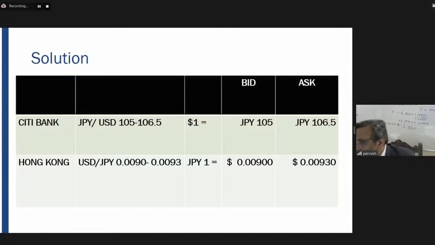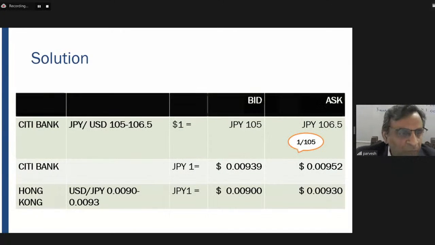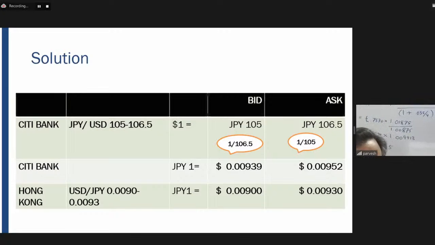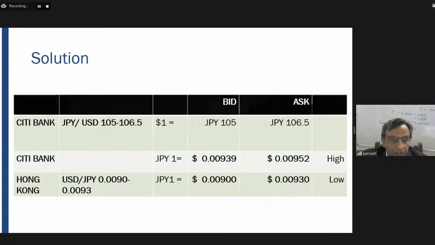Now we have to say whether these rates are identical. So first of all, we have to convert them in identical terms. So what we do is we convert the Citibank quote in terms of dollars, so that we can compare the Hong Kong and the Citibank rate. We just take the reciprocal of that and change from ask to bid and bid to ask, as per the formula written on the top. And then we find the rates are perfectly in order. So the Citibank, the Japanese yen is costlier compared to Hong Kong Bank. Citibank is selling the Japanese yen a little higher compared to the Hong Kong Bank.